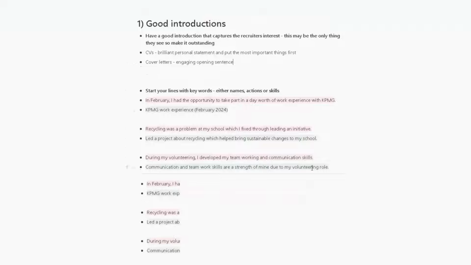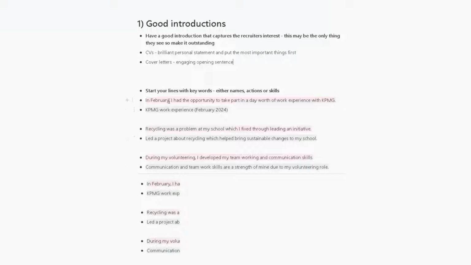Now with the F pattern, this is where the eye tracking really comes in and helps you here. We know that people scan down the left of the column. So what that means is you want to start all your lines in your CV with keywords, and this can be either names, actions, or skills. So you can compare these two images here. The first one is the whole thing, and it's what you're hoping they will read. However, in reality, they are only going to read the left hand side like this, okay?